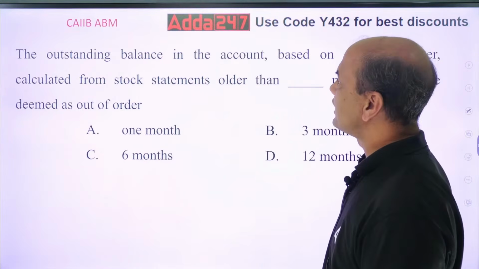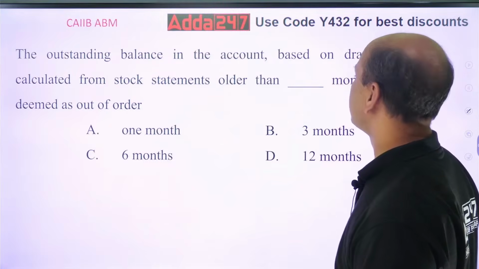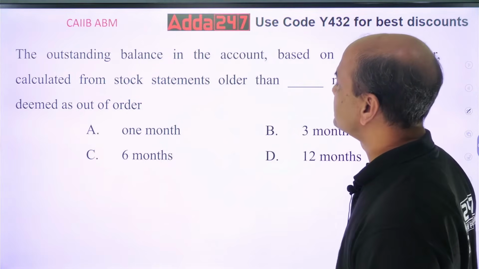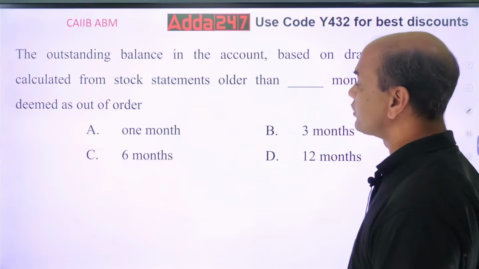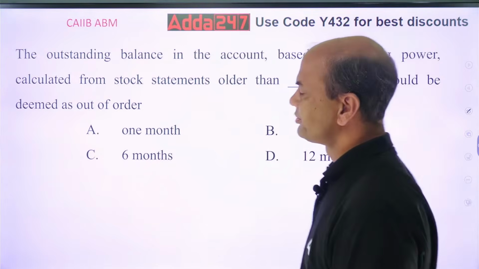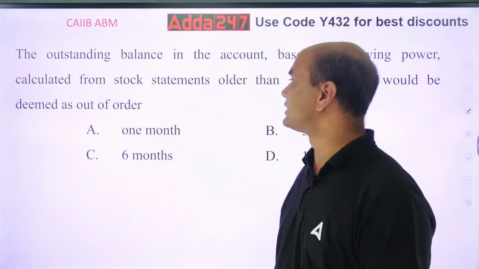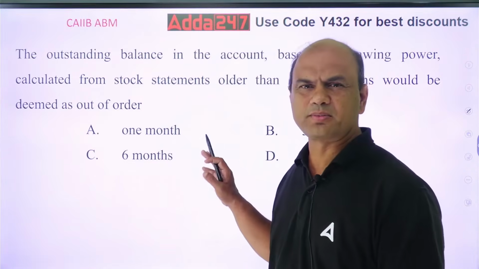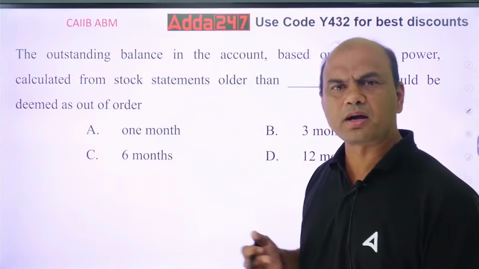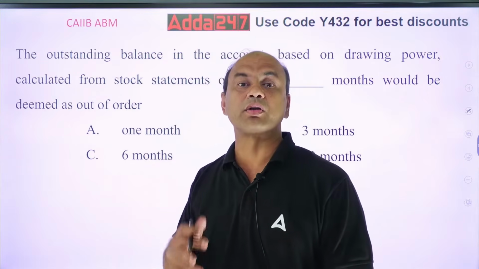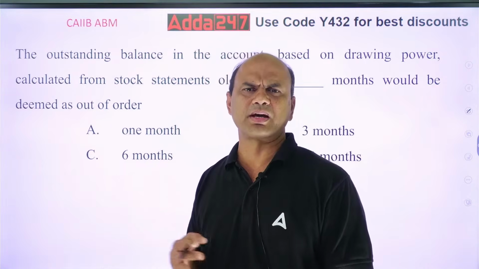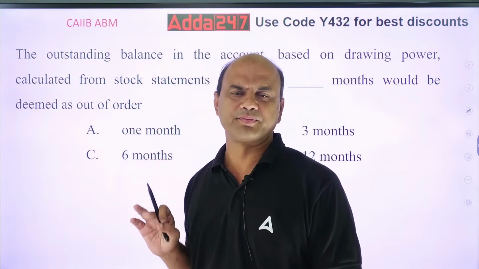The outstanding balance in the account based on drawing power calculated from stock statements older than dash would be deemed as out of order. Very important. So basically what does it mean? What is the period above which the stock statement or the stock details submitted by the customer are outdated? Simple meaning.